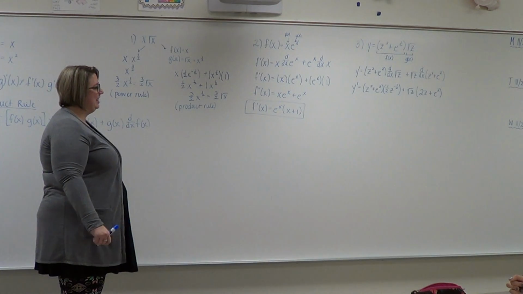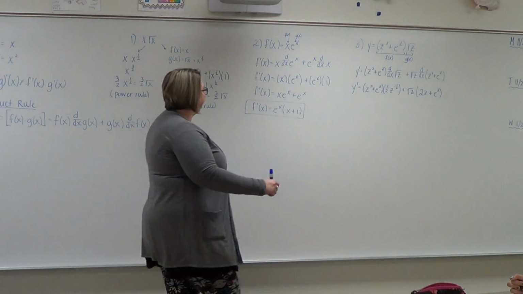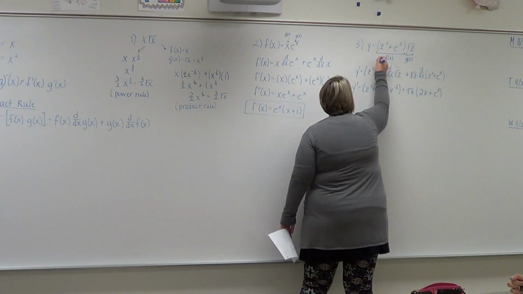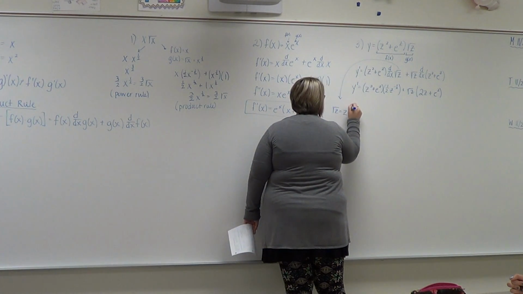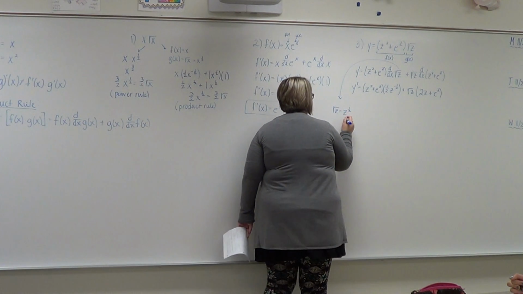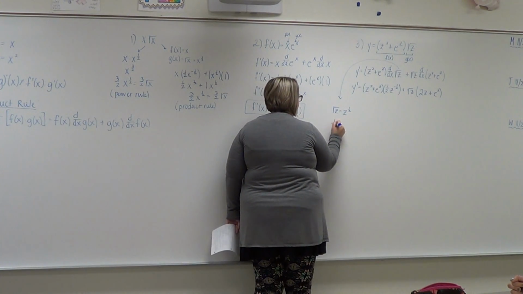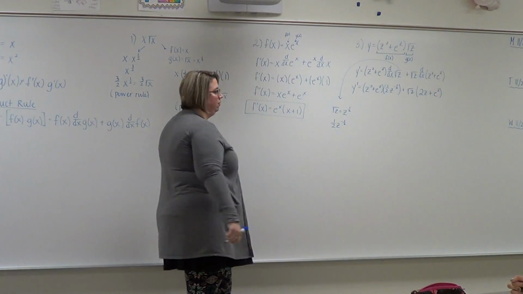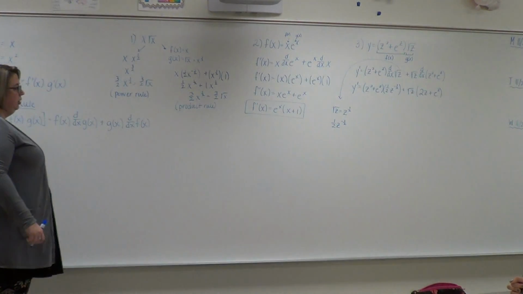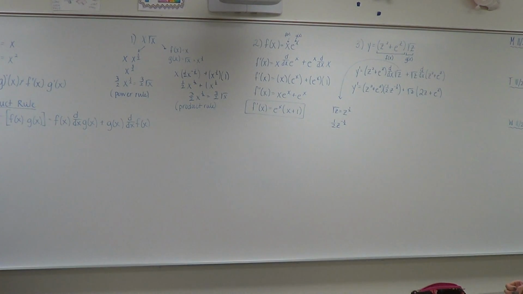How'd you get half of z to the negative half? So if I rewrote this, that's the same thing as z to the half. So then your power rule says you bring the half down, and then you subtract 1. Okay? Everyone else good so far?